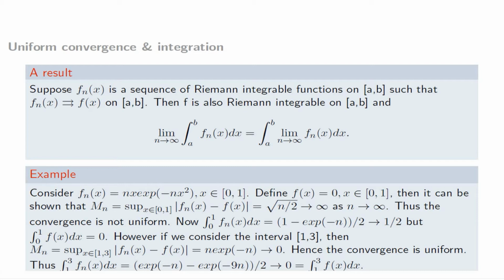However, if we consider the closed interval with endpoints 1 and 3, then M_n as defined earlier comes out as n multiplied by e^(-n), which tends to 0, and hence the convergence is uniform over the closed interval [1, 3]. Therefore, it can be seen that the operations of limit and integration are exchangeable. So, we get in both cases the same value.